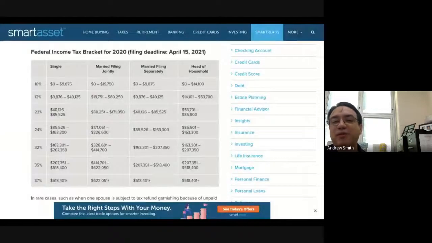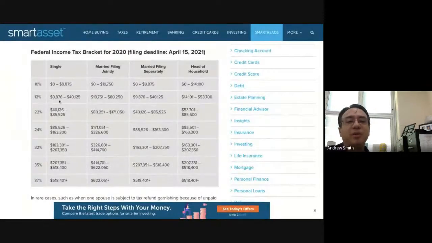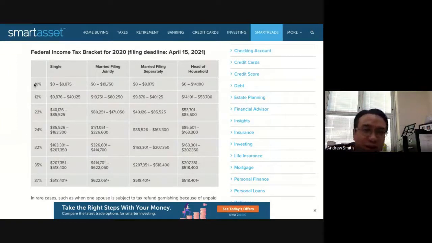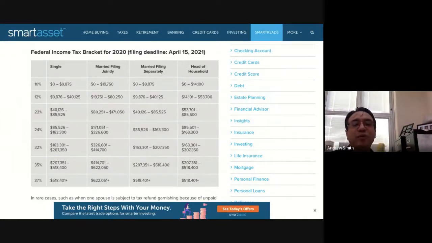Okay, and here are the federal income tax brackets for today, and you can kind of see this. We start out at 10%, and then for a single person making more than $9,876, it goes up to 12%, and that's every dollar up to $40,125. And then it goes up to 22%, and then to 24%, and then to 32% and 35% and 37% eventually. Now, these are what we refer to as marginal rates.